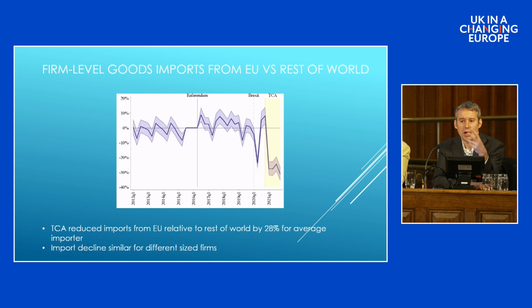Now, we're still working on understanding why that is, because obviously the UK is only now just beginning to phase in the full set of import checks on imports from the EU. But what it looks like is that there was some substitution of imports away from the EU towards the rest of the world. So once firms knew that the TCA was coming and that these import checks would arrive at some stage, many firms stopped sourcing their imports in the EU and started sourcing the same goods from the rest of the world.